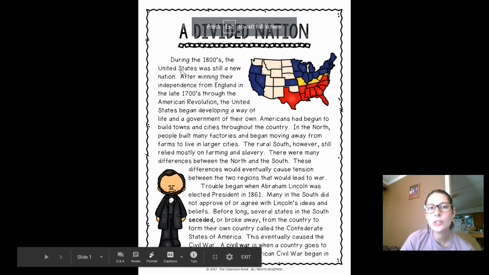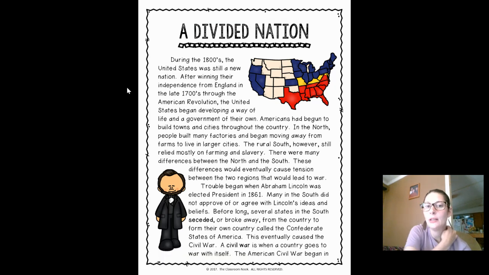During the 1800s, the United States was still a new nation. After winning their independence from England in the late 1700s through the American Revolution, the United States began developing a way of life and a government of their own. Americans had begun to build towns and cities throughout the country. In the North, people built many factories and began moving away from farms to live in the larger cities. The rural South, however, still relied mostly on farming and slavery. There were many differences between the North and the South.